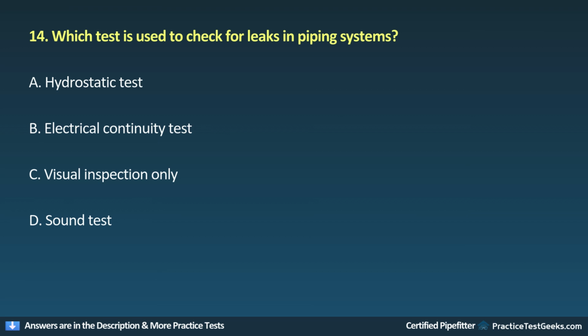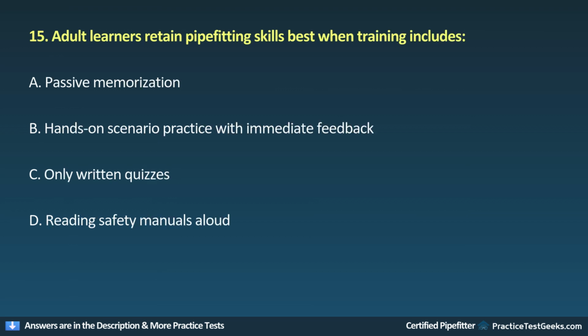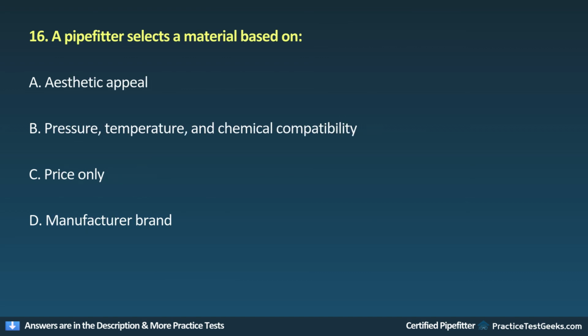D. Sound test. 15. Adult learners retain pipe fitting skills best when training includes A. Passive memorization. B. Hands-on scenario practice with immediate feedback. C. Only written quizzes. D. Reading safety manuals aloud. 16. A pipe fitter selects a material based on A. Aesthetic appeal. B. Pressure, temperature, and chemical compatibility. C. Price only. D. Manufacturer brand.